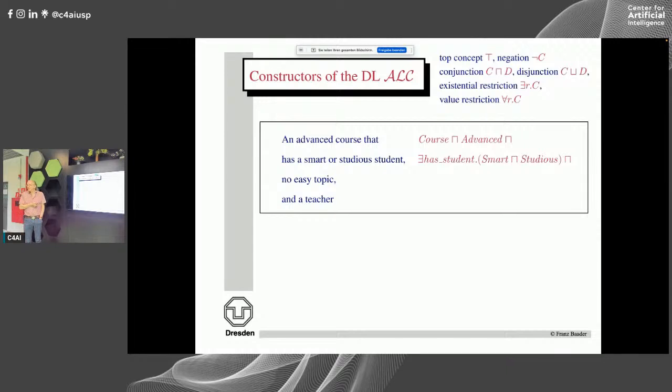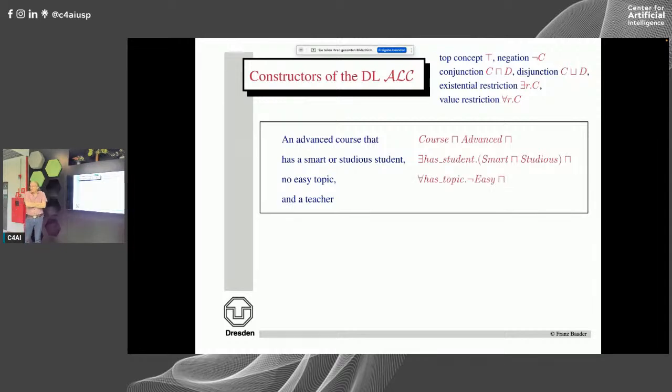there's an error here, who sees it? So I say smart or studious, but on the slide I say smart and studious. So I use the and on the right, but or on the left. Which means probably that I don't have an illustration of how to use an or, but just imagine this here is turned around and it's an or.